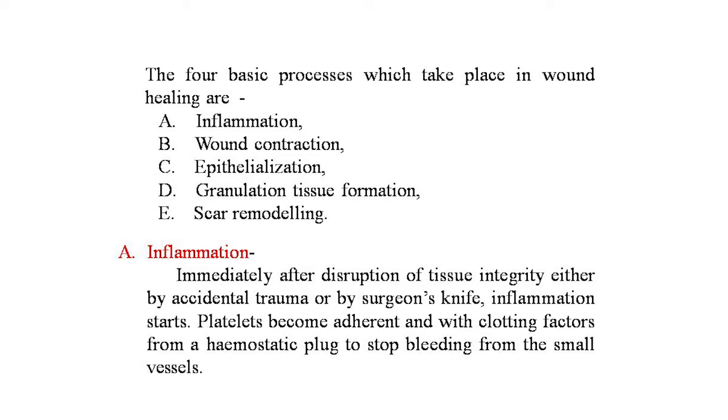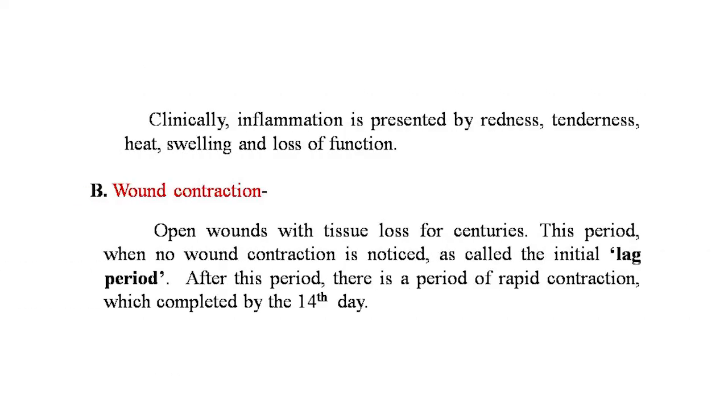First process is the inflammation. Immediately after the disruption of the tissue integrity either by accidental trauma or by the surgeon's knife, inflammation starts. Platelets become adherent and with clotting factors form a hemostatic plug to stop the bleeding from the small vessels. Clinically, the inflammation is presented by the redness, tenderness, heat, swelling and loss of function.